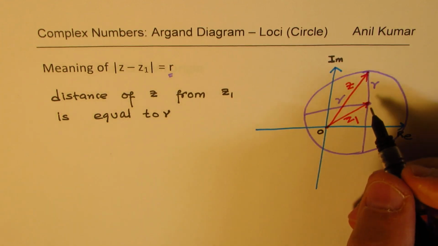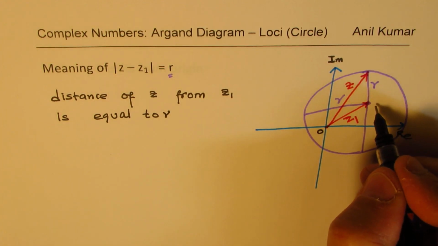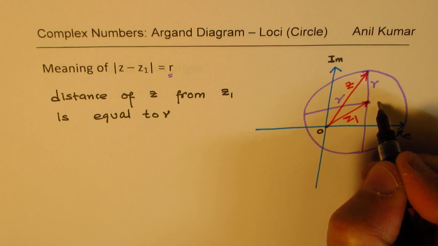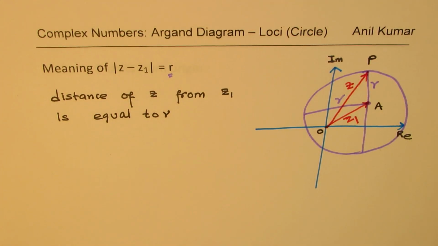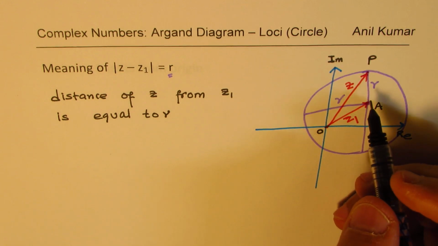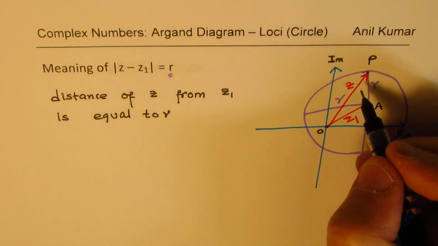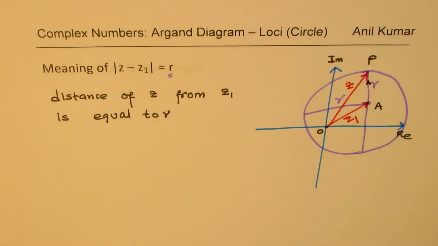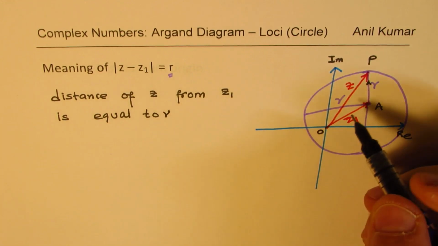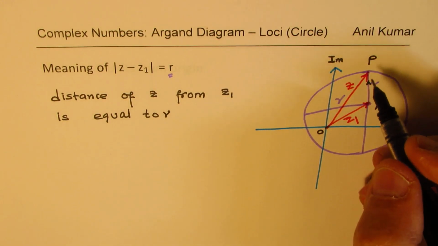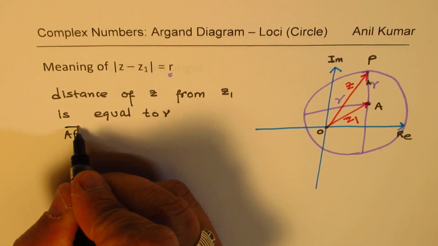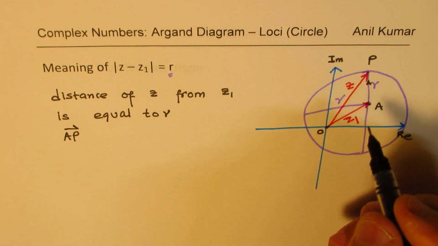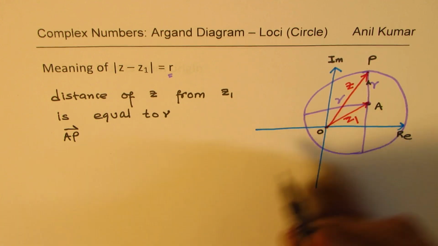Well, let's try to prove it. Let's say this point here is A. In general, let's take a point here, P. Using the concepts of vectors, which complex numbers do represent, we can say that if I have to go from A to P, right? If I have to go from A to P, what I could do is go from A to 0, right?